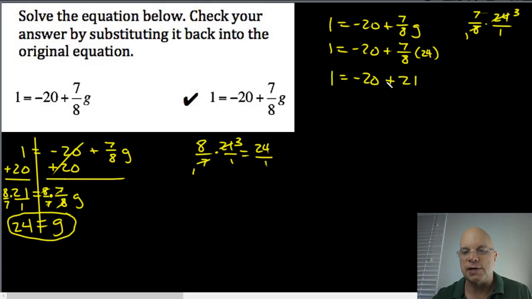And it does, because the difference between these two is 1. And the 21 is farther from 0 than the negative 20. It has a greater absolute value. So my sum is positive in this case. 1 equals 1. There's the reflexive property again.